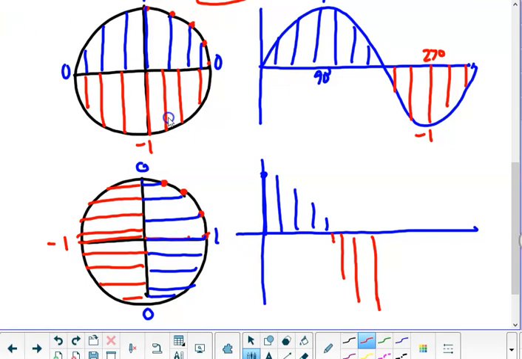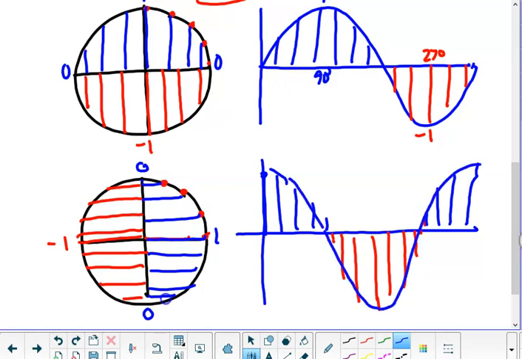So I'm looking at the length of my horizontal pieces here, but they're arranged vertically on this graph. Then when I get into quadrant 4, I start out with these short blue pieces, which are above the x-axis now because they're positive, and they get longer and longer. So the cosine graph looks more like this. Okay, so we're going to draw the cosine graph.